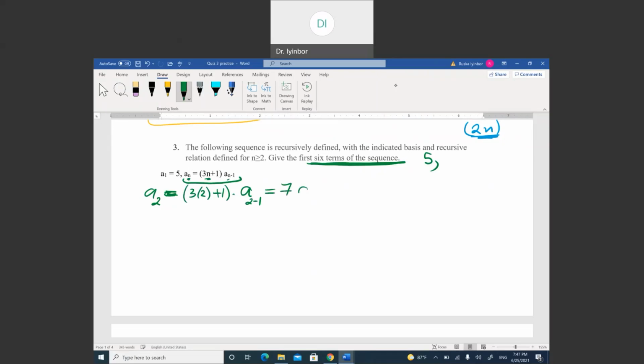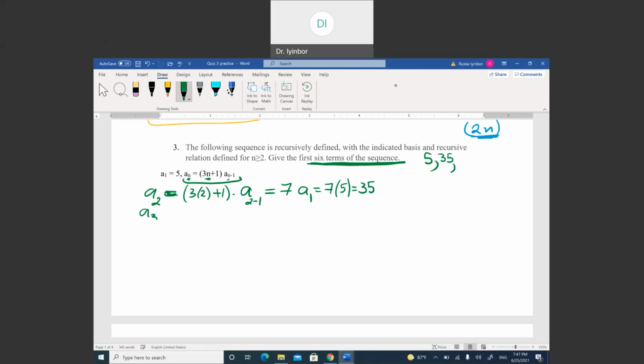A1. What is A1? A1 is 5. So it's going to be 7 times 5, which is 35. So my next one is 35. So that's the second term. Then I'm going to go to do an A3.